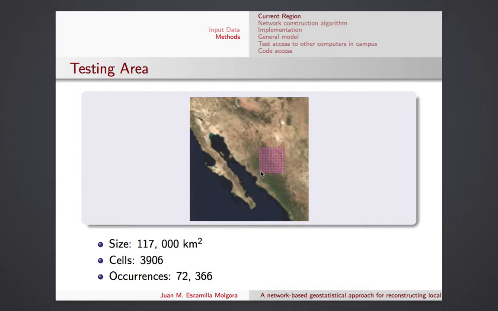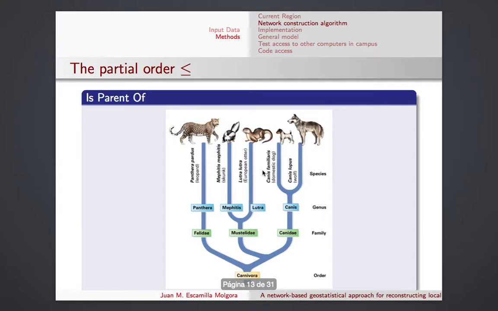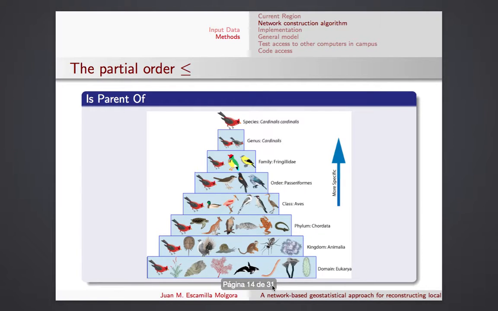So for each cell, I aggregate that information of the occurrences into the taxonomic tree. So this will give us information on the evolution of the communities.